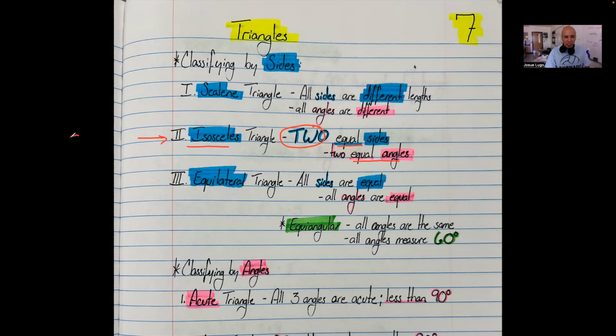How many eyes do we typically have? We have 2 eyes, right? So isosceles triangle, 2 eyes. So 2 of the sides are exactly the same. That is an isosceles triangle.